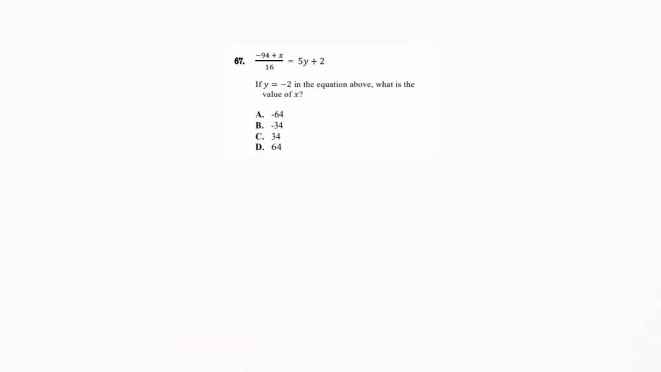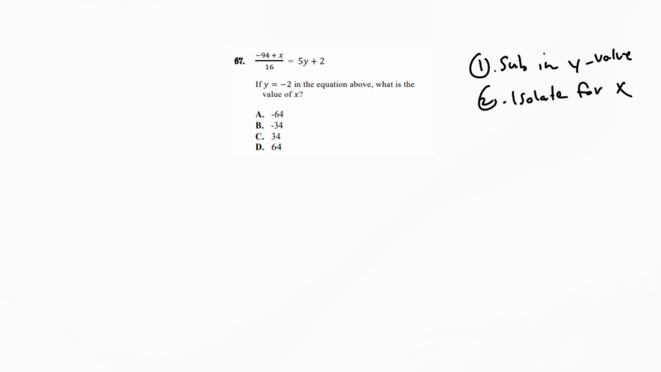So let's solve this problem over here. It's negative 94 plus x over 16 is equal to 5y plus 2. And if y is equal to negative 2 in the equation above, what is the value of x? So all we have to do is just sub in for my y value and then just isolate for my x value, right? So again, let me write it out on the side. You have to sub in the y value, then you want to isolate for x.